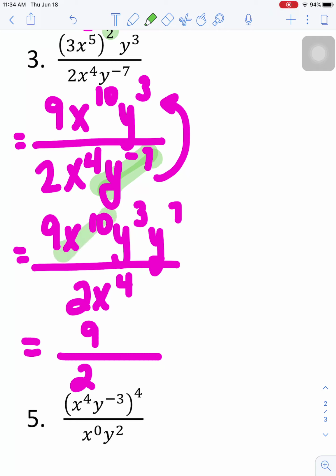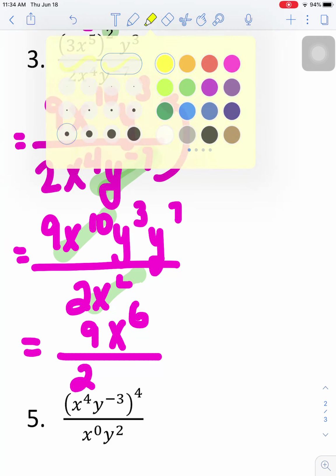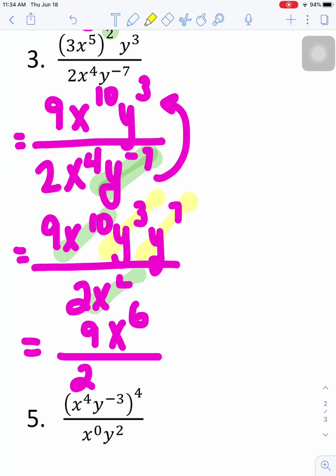When we look at our x's, you have an x to the 10th divided by an x to the 4th. So that's top heavy, so whatever's left is going to be in the numerator. 10 minus 4 would give you 6. So you have an x to the 6th. And then your y's, you have a y cubed times a y to the 7th. So you're going to keep the base and add the exponents, and you would get y to the 10th.